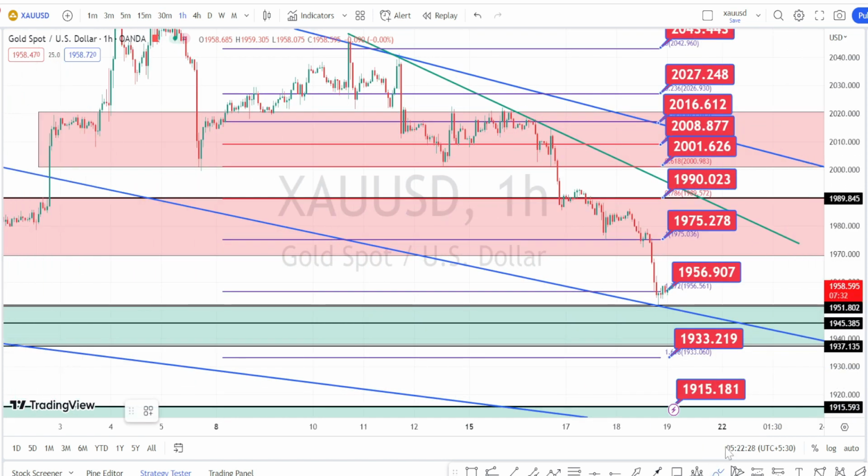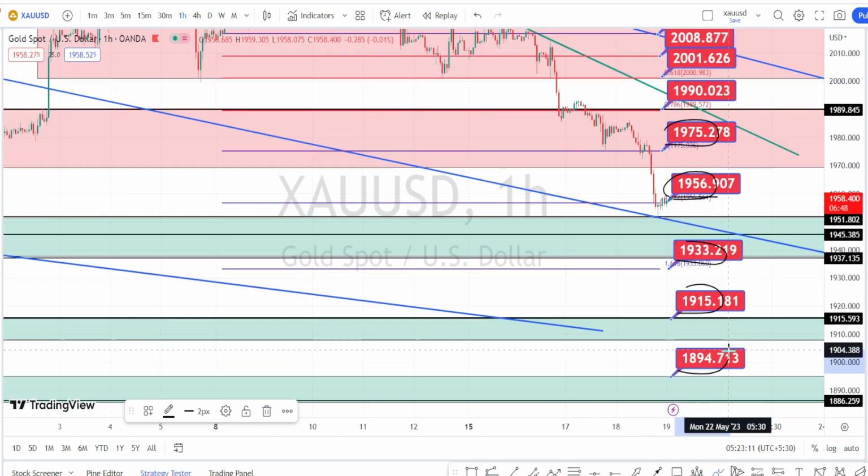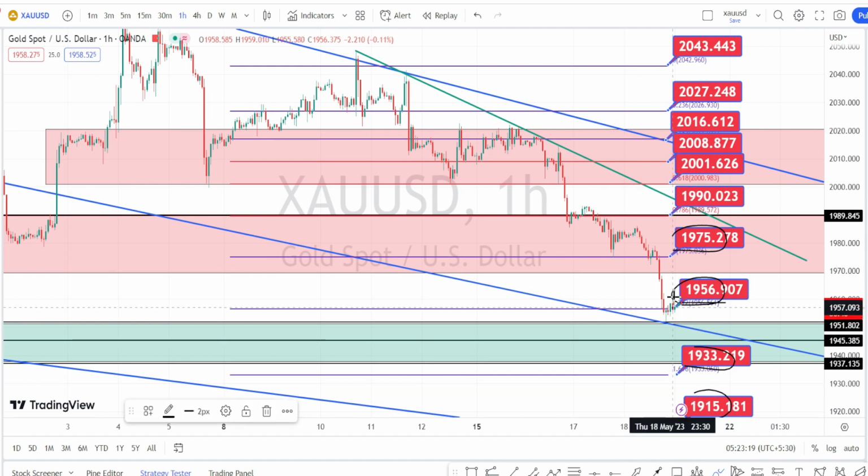And when we look at the support and resistance levels, currently the price action is trading between the support level of 1956 and the resistance level of 1975. Once the price action breaches this support level of 1956, the next level of support is going to be around 1933, 1915 and 1894 on the bearish side. And on the bullish side, if the bullish side retracement continues, the immediate resistance is going to be around 1975, 1990, 2000, 2008 and 2016.